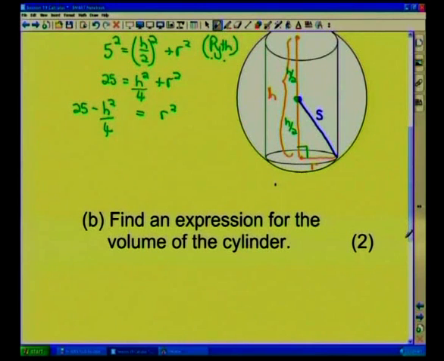Now it says, find an expression for the volume of the cylinder. All right, so how are we going to find the volume of a cylinder? Remember what I said to you, any regular shape, the volume is always the area of the base times the height. Now the area of the base of a cylinder is a circle.